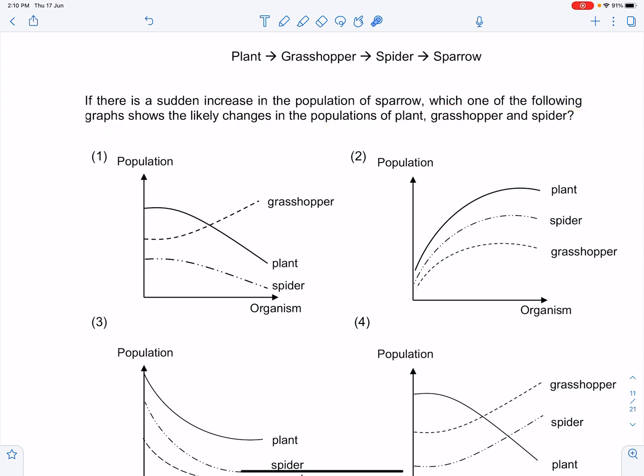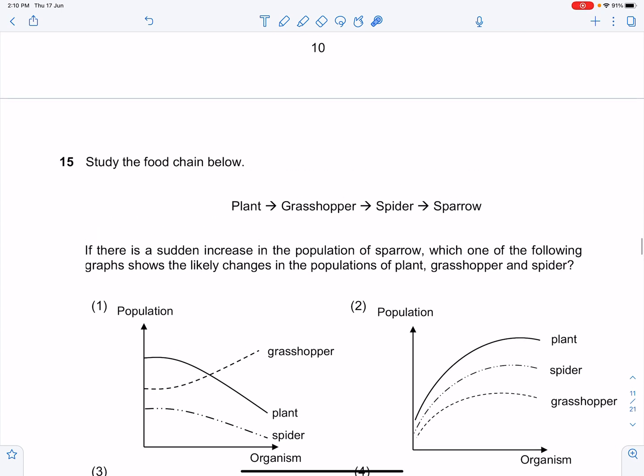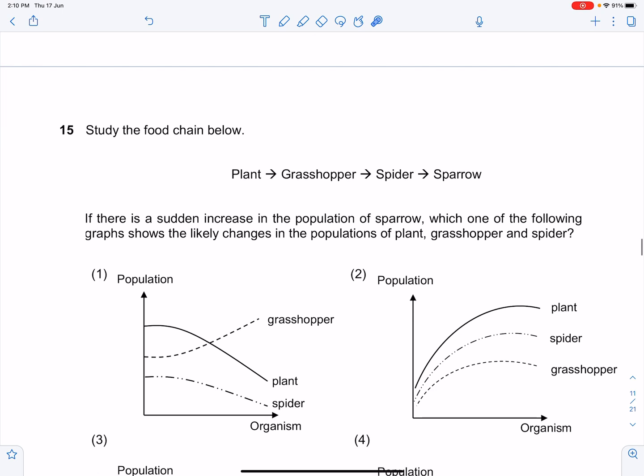So remember, it's a feeding relationship. A food chain shows that, right? So obviously, a change in any one of this group of organisms will affect others, be it positively or negatively. So if there is an increase in your sparrow, the important thing is to note that your sparrow feeds on your spider. So what happens is that your spider should decrease, when you think about it.